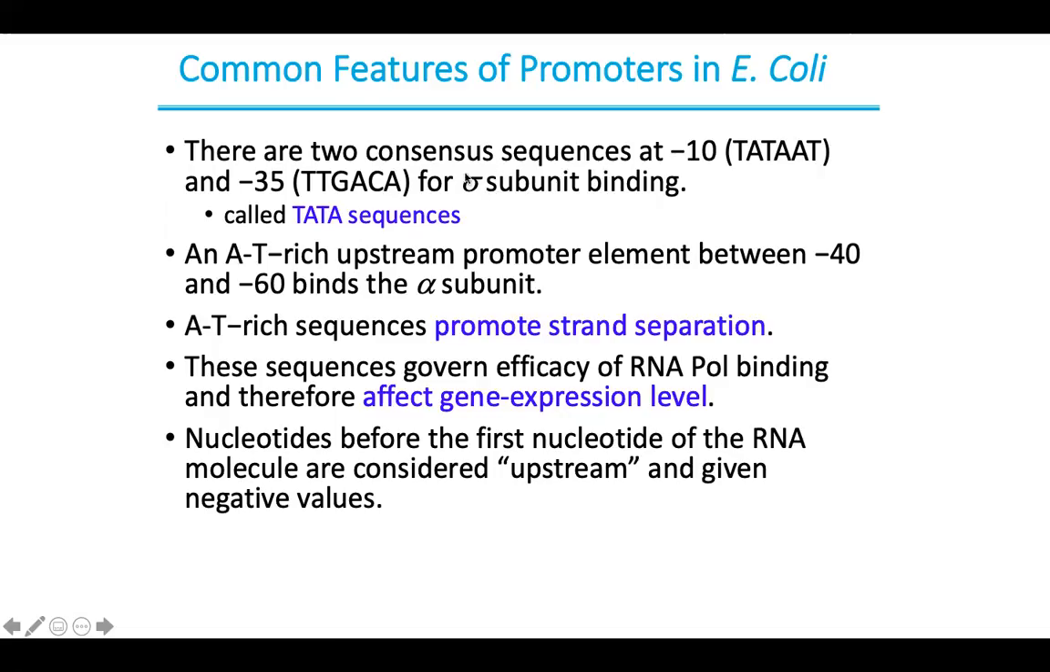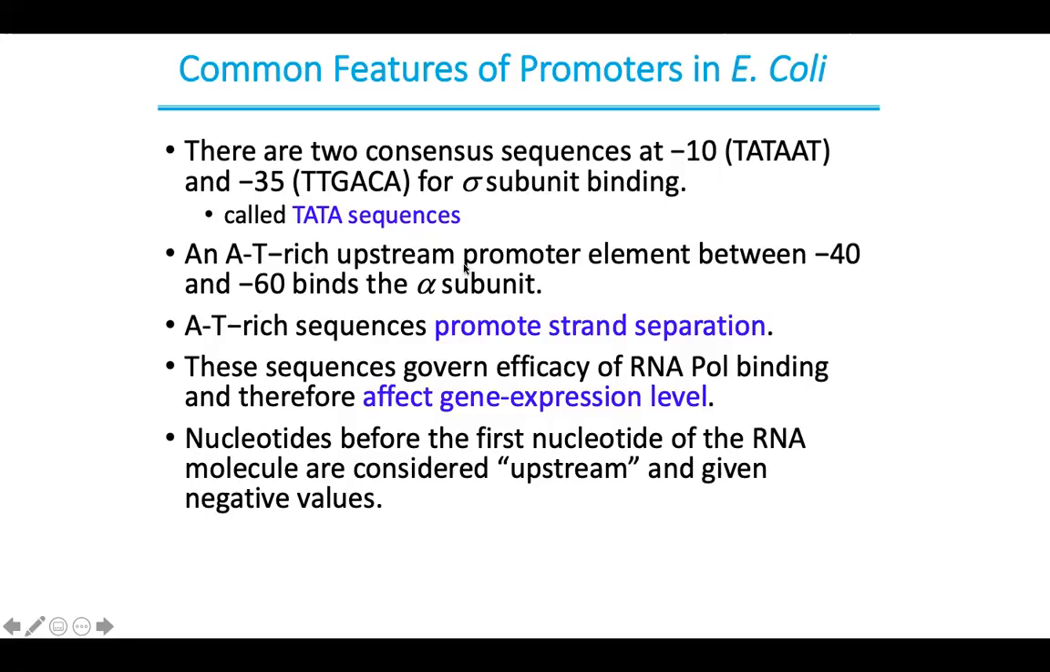And you see this Greek sign. This is the sigma subunit binding. This is a portion of the RNA polymerase that specifically binds to the promoter. It is a part of the RNA polymerase that binds to the promoter to help direct RNA polymerase to bind to that site.